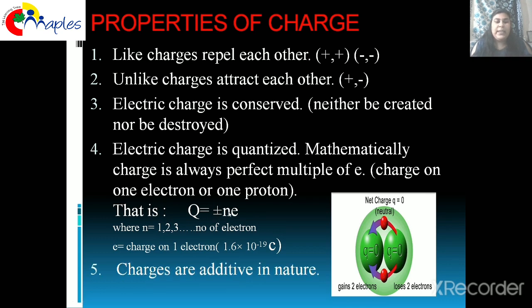Now the next property is that charges are additive in nature. Additive in nature means they add algebraically. We can add them algebraically, like simply when there are 2, 3, 5, we do the algebraic sum 2 plus 3 plus 5. So charges are also additive in nature because they are scalars.